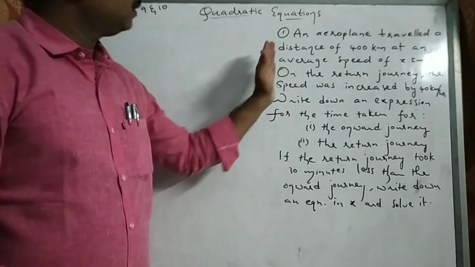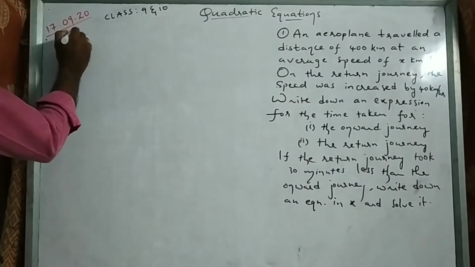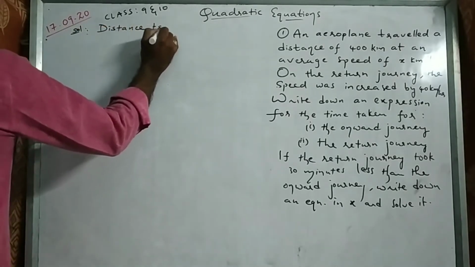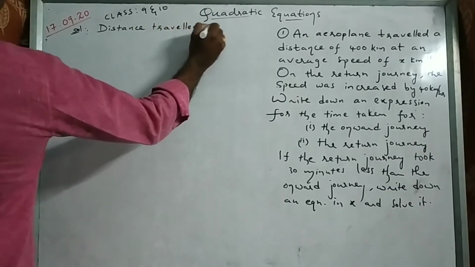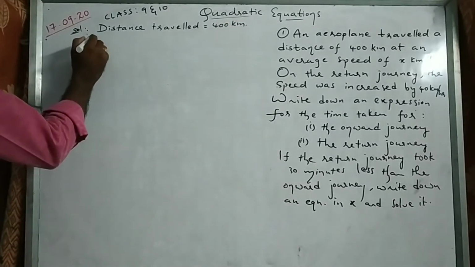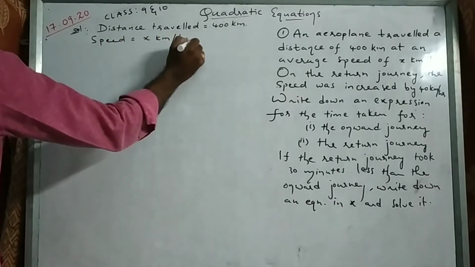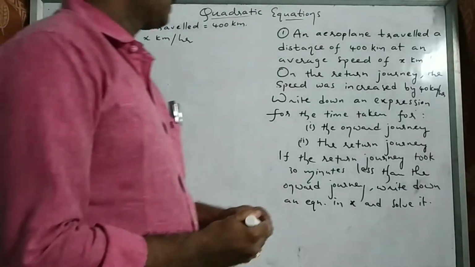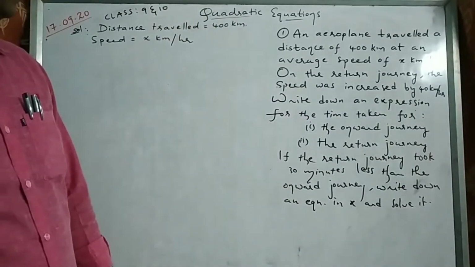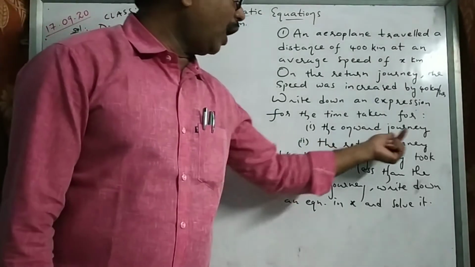Look at this question. An aeroplane traveled a distance of 400 kilometers. So distance traveled is given: distance traveled equals 400 kilometers. Speed is also given. What is the speed? x kilometer per hour. We should find the value of x. On the return journey, the speed was increased by 40 kilometer per hour. Write down an expression for the time taken for the onward journey.